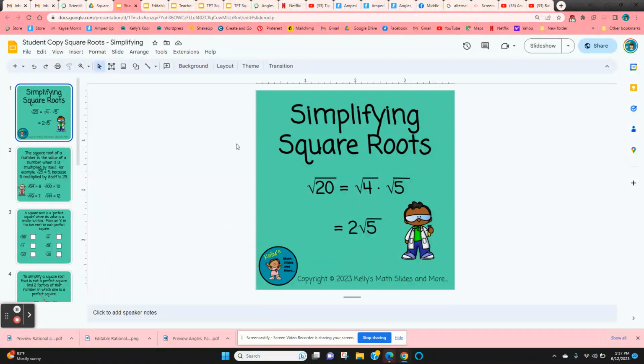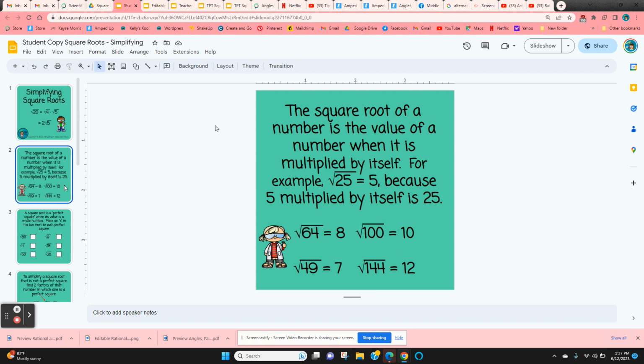Simplifying square roots. This is a digital lesson. So it gives a little example on the first opening slide. Square root of 20, we could divide it into a perfect square times the square root of 5, or 2 square root of 5. So it explains what a square root is, and then gives some examples of perfect squares.